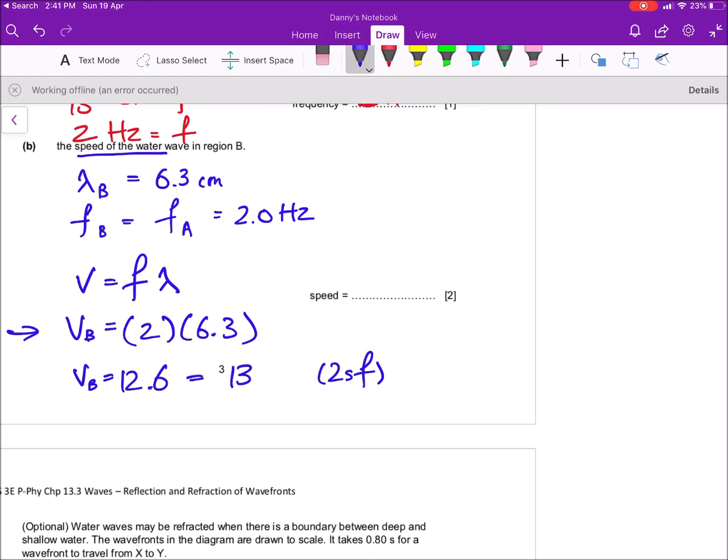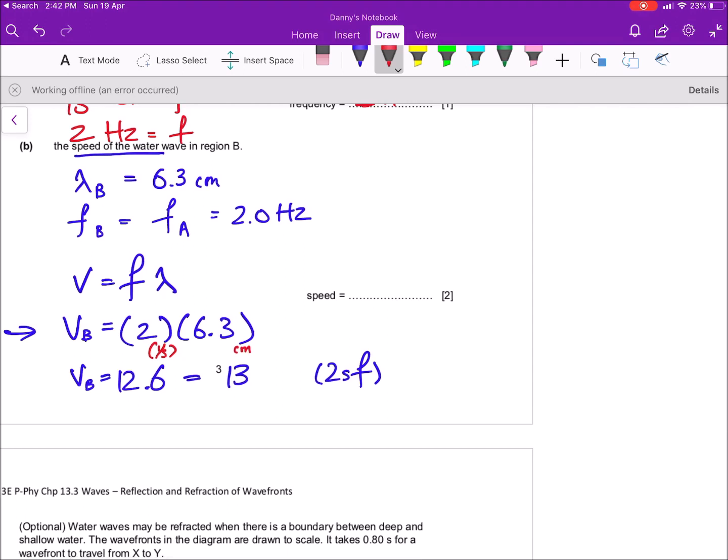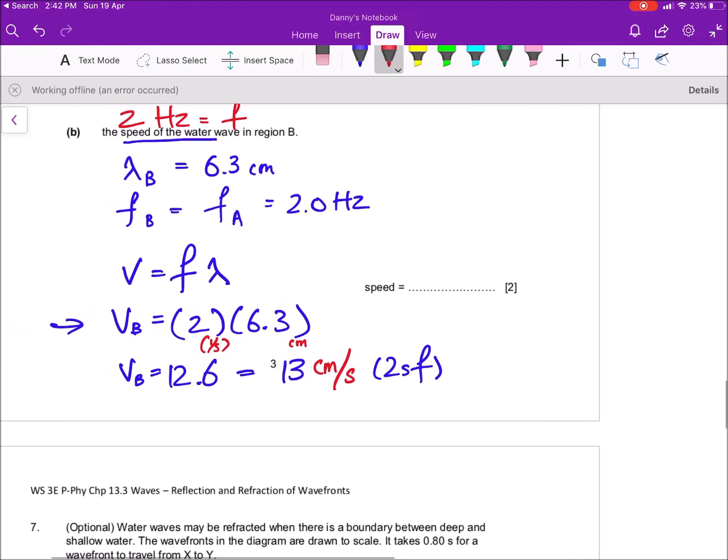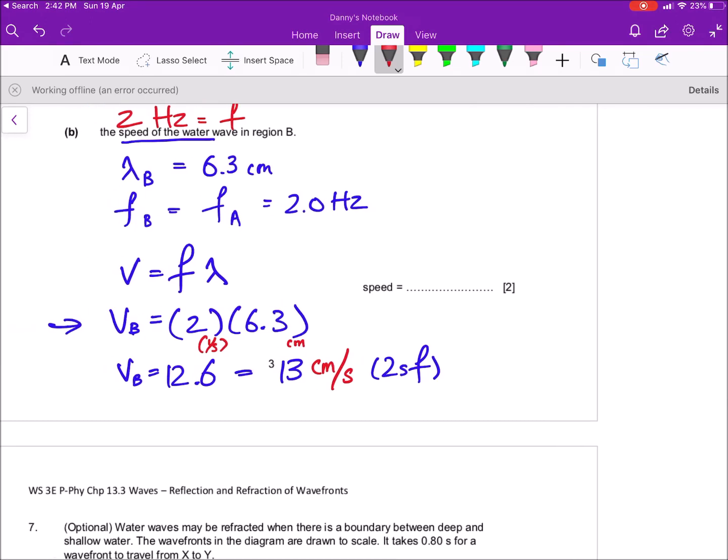So what is the unit? So this, if you are already good at it, then you don't need to do this. You can do this mentally. So for this, 2 is 2 Hertz, which is 1 over seconds. 6.3 is cm. So cm times 1 over seconds, you will get cm per second. It's fine. Okay. Or if you like to leave everything to SI unit, you can change it to 0.13 meter per second. It's the same.